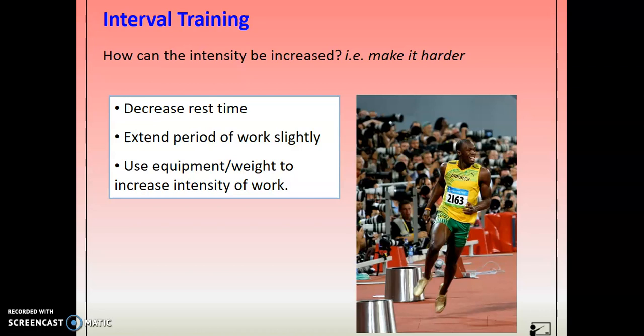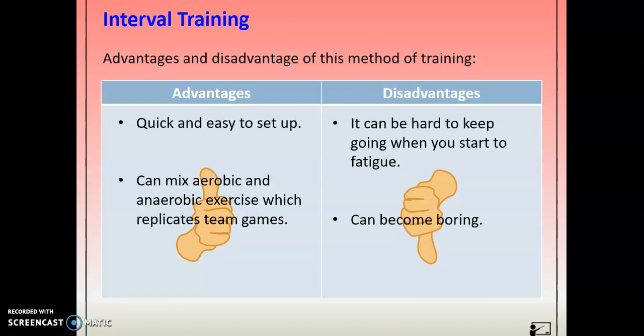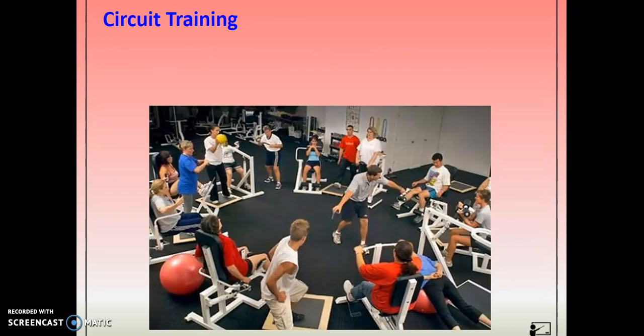How can the intensity be increased? So you decrease your rest time. You could extend how far you're sprinting for slightly, but not too much. And then you could use equipment to add a weighted vest, add a parachute on the back. These are all things that you could be inputting into your program if speed is something that links to your skill. So advantages: quick and easy to set up, mix of aerobic and anaerobic, represents team games. Disadvantages: hard to keep going if you get tired, and again could get boring.